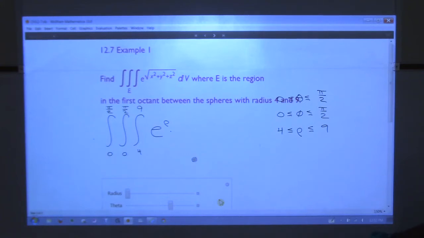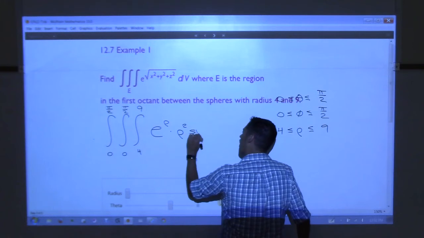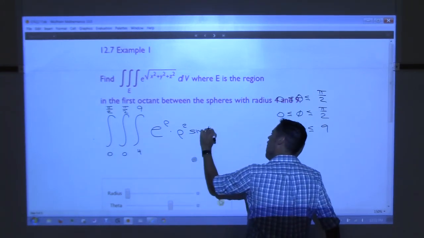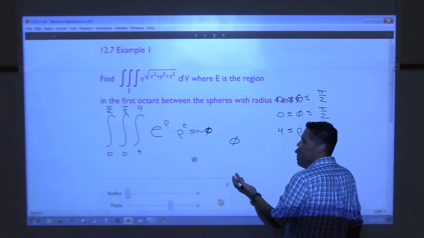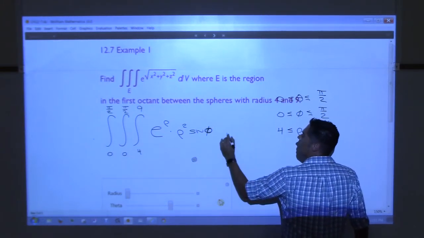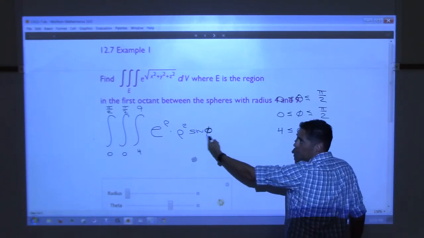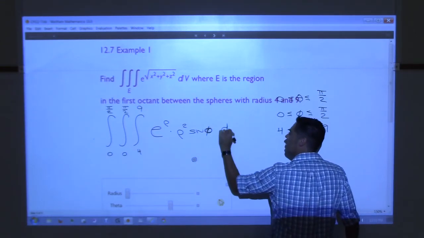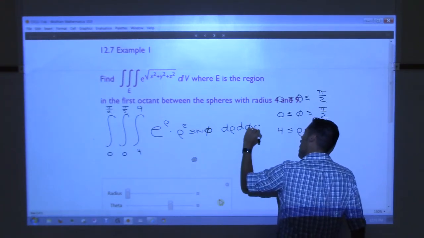You need a rho squared sine phi. So I need a rho squared sine phi. My phis aren't very good. My phis look like empty sets. That's like the empty set, but okay, doesn't matter. However you want to do it. So I need that, right? Because I'm doing spherical coordinates, right? I have to have this because it's spherical. And then d rho, d phi, and then d theta.